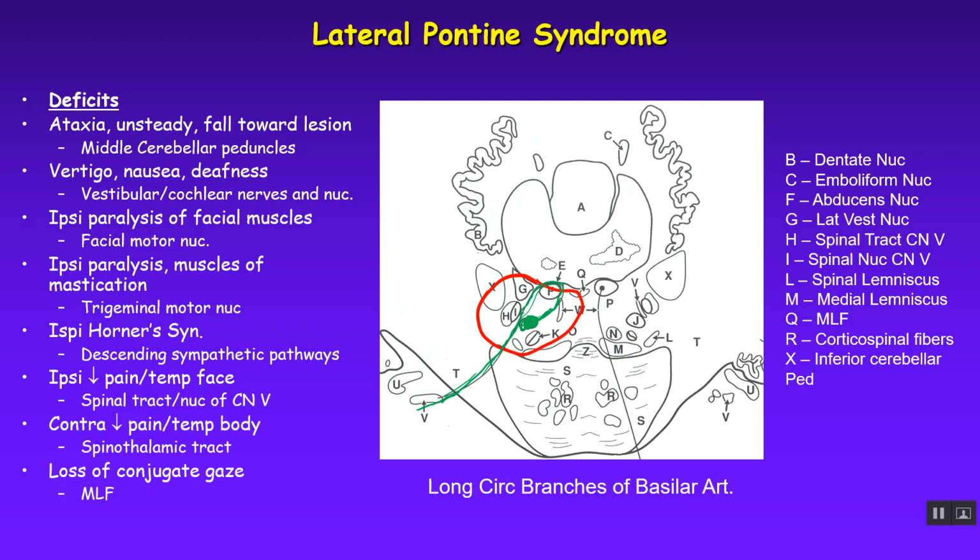You would also potentially have ipsilateral Horner syndrome, because that DLF, dorsal longitudinal fasciculus, is running somewhere in this region. Down in this is all reticular formation, but the DLF is somewhere in there, so it would cause ipsilateral Horner syndrome.